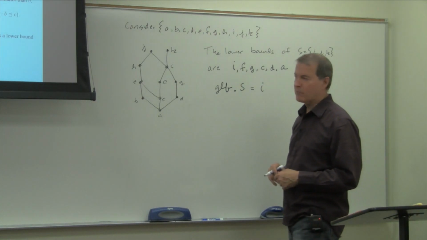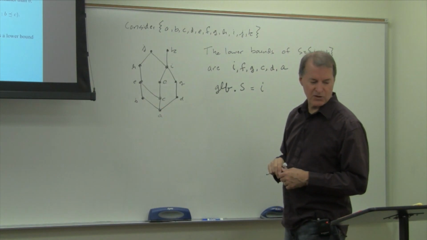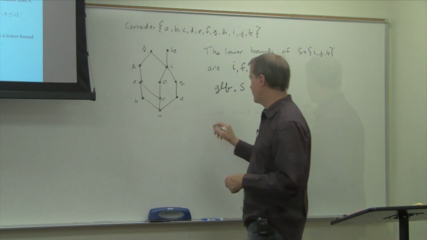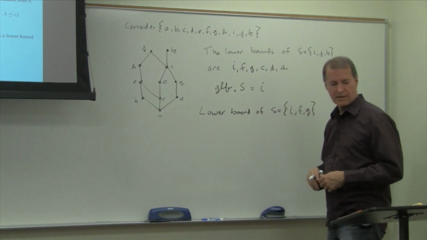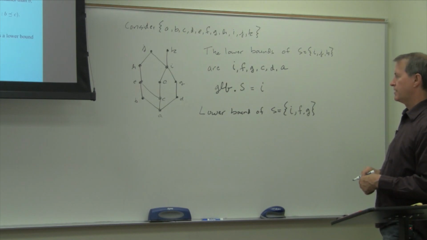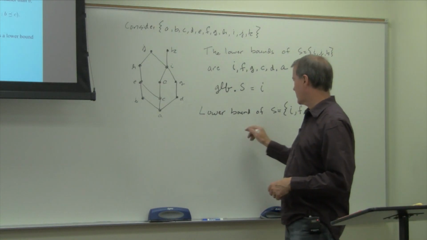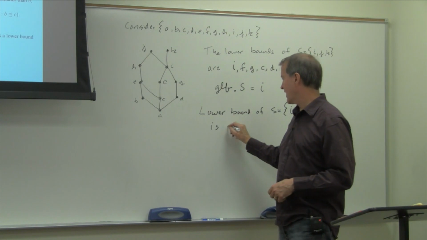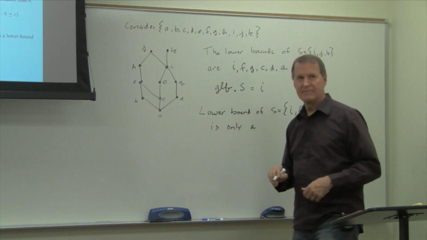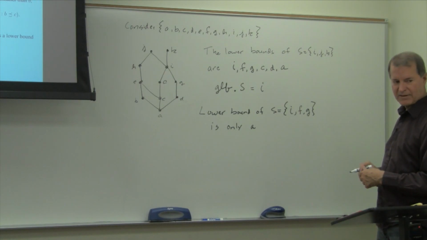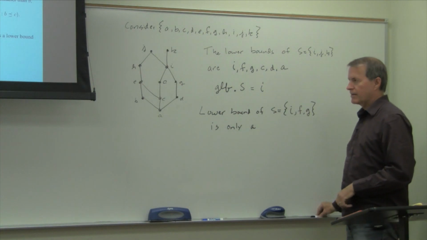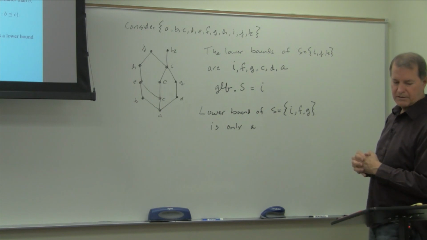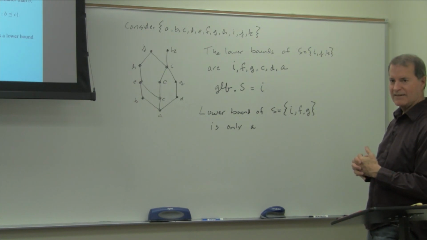Now, how about a lower bound? Everyone knows greatest lower bound now. What about the lower bound of S equals IFG? This is why I didn't want to mark up my diagram. Of IFG, A. And is that it? Yes. The lower bound is only A. Does everybody see how that works? So is there no greatest lower bound in that example? Yes, it is. It's A. Does everybody see how that works?